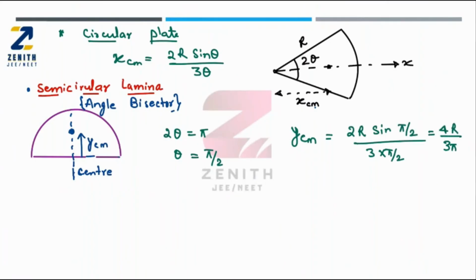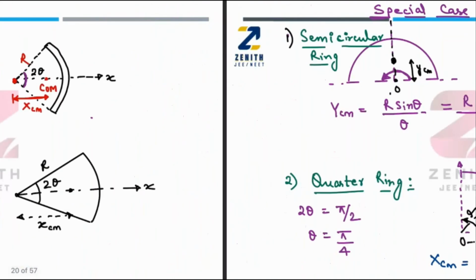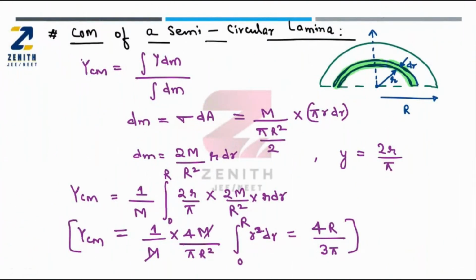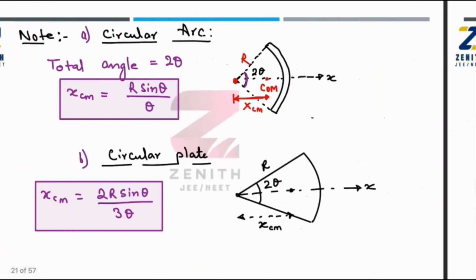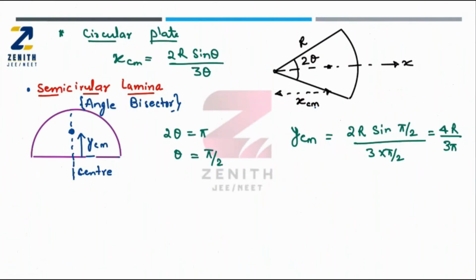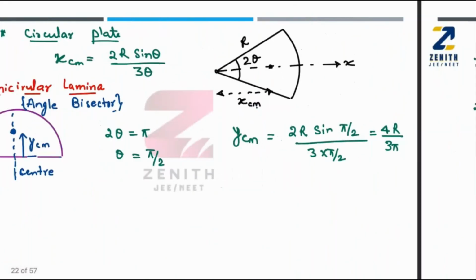Now you can check where I have given you the derivation for the semicircular lamina, you got the 4r by 3. Okay, so these are some of the standard results you have to remember for solving the problems. So I have summarized all those standard results, the center of mass.